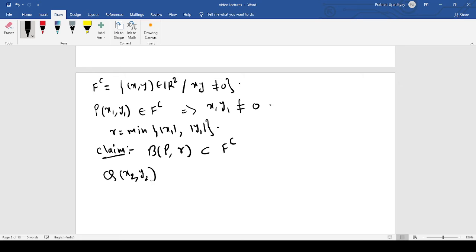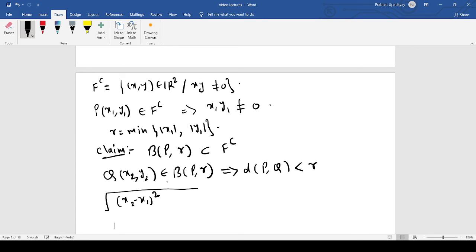So let's take a point Q with coordinates x2, y2 inside my open ball B(P, r). And we would like to show this point Q belongs to f complement. That means we would like to show the product x2 y2 is not equal to 0. Since Q belongs to this open ball, this will imply the distance between P and Q is strictly less than r. And since our distance is Euclidean distance, it will imply the square root of (x2 minus x1) square plus (y2 minus y1) square is strictly less than r.